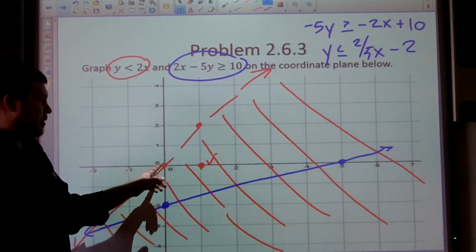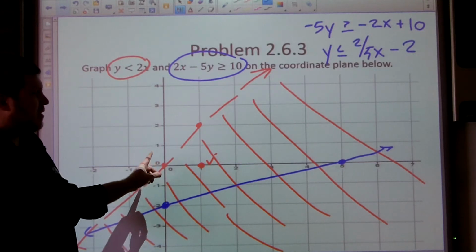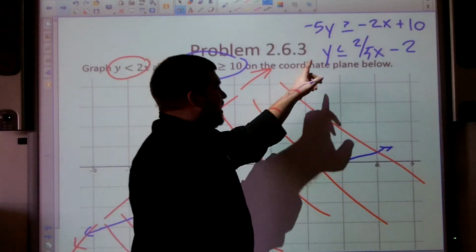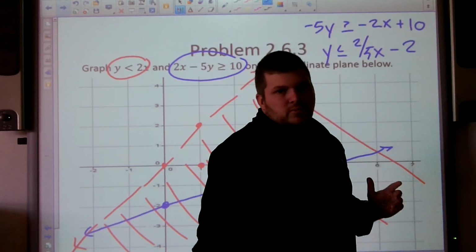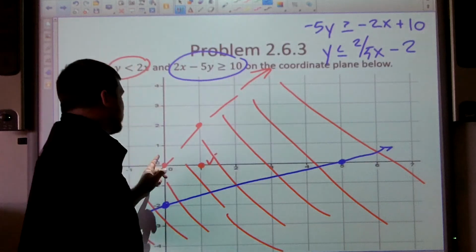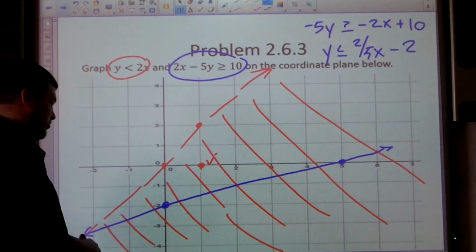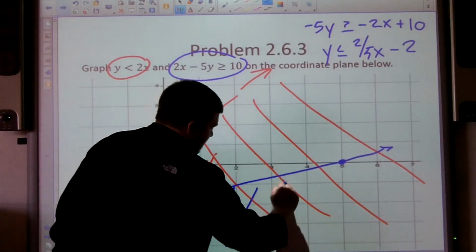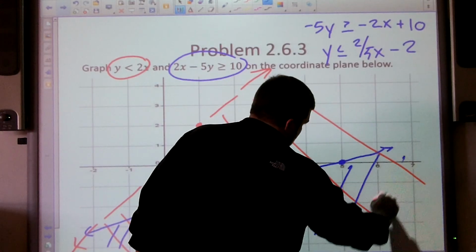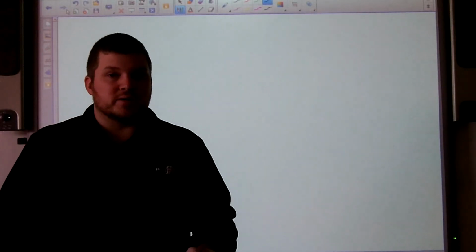Well, now 0, 0 does not live on this blue boundary line, so I can test it. Everywhere I see an x, I'm going to put in a 0, and everywhere I see a y, I'm going to put in a 0. So 0 is less than or equal to negative 2. Well, we know that's not true. That's false. So since it's false over here where 0, 0 lives, I'm going to shade on the opposite side of the boundary line. So that means I'm going to shade over here. So all these points over here satisfy it. Okay, and that's it for graphing linear inequalities in two variables.